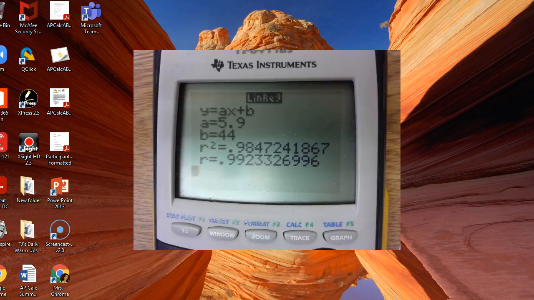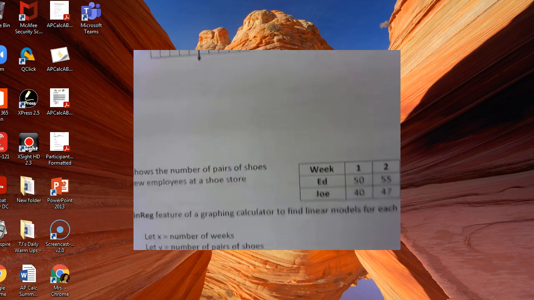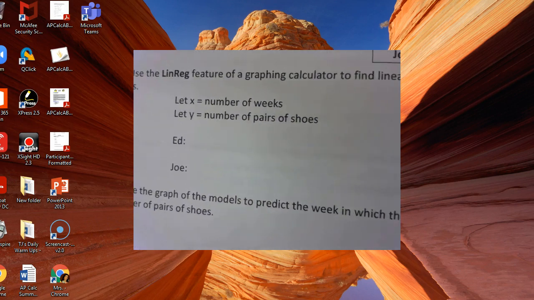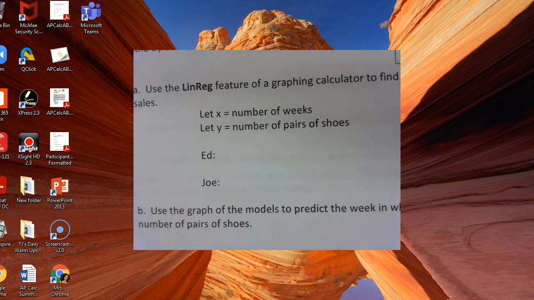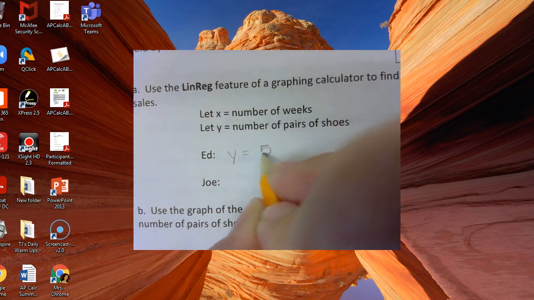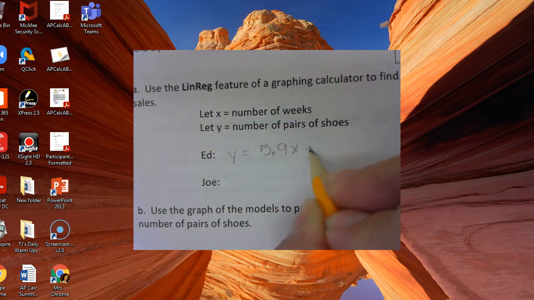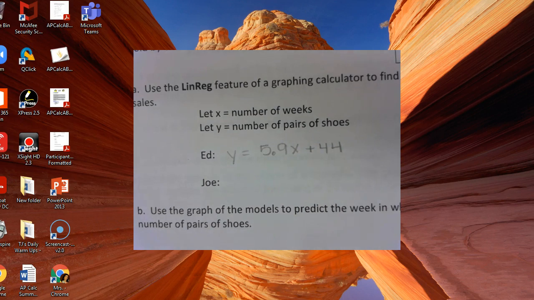So what you're going to do is go fill in Ed's equation. So on your paper, we found Ed's equation. So his equation was y equals 5.9x plus 44.